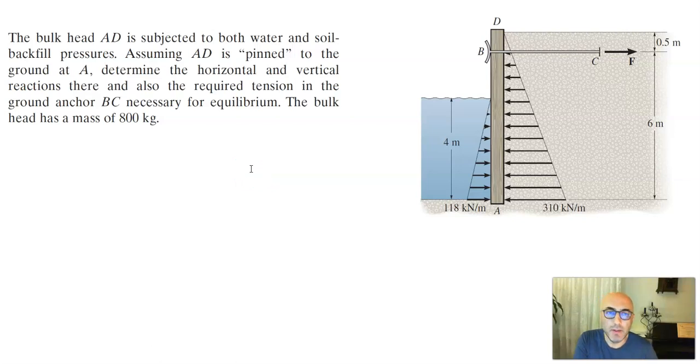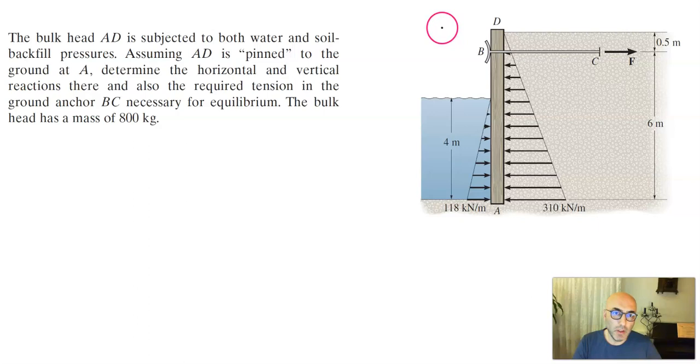The bulkhead AD is subjected to both water and soil backfill pressures. Assuming AD is pinned to the ground at A here, determine the horizontal and vertical reactions at point A, and also the required tension in the ground anchor BC necessary for equilibrium. The bulkhead has a mass of 800 kilograms.